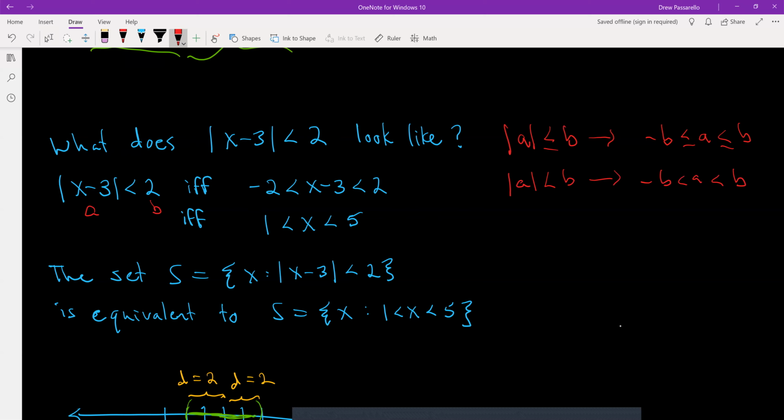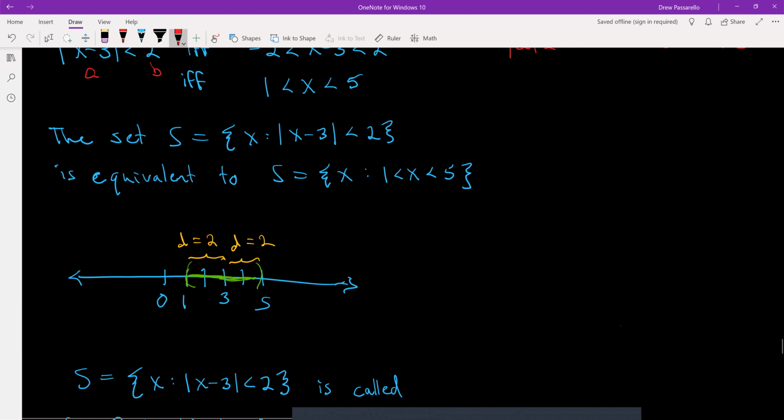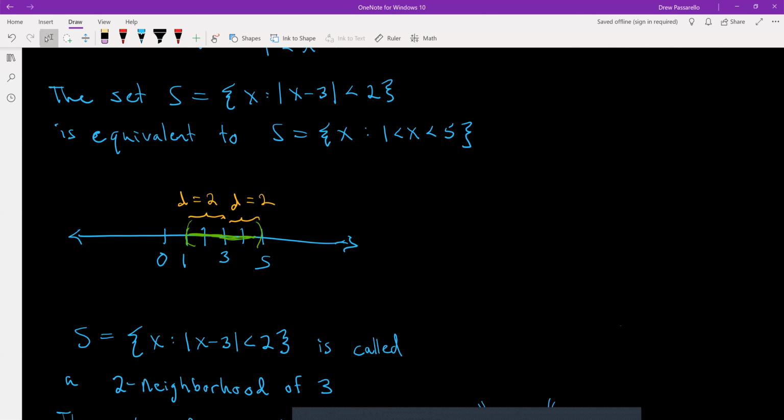So this is the same thing. The set of values x where the absolute value of x minus 3 is less than 2 is equivalent to the set of x values where x is between 1 and 5 with less than signs. And on a number line, this is what it would look like. So I have 1 and 5 as my endpoints, and I have parentheses around my endpoints. And in the middle is 3. All right, so I have the open interval.